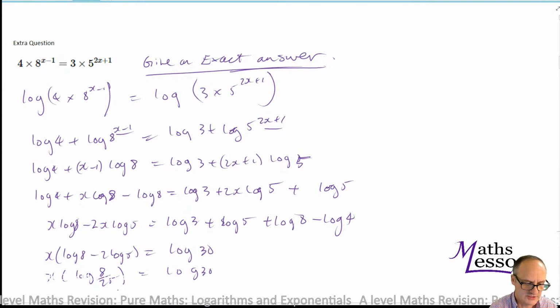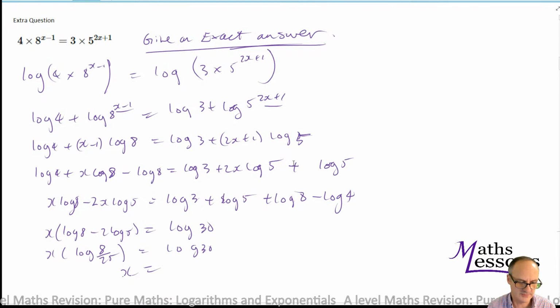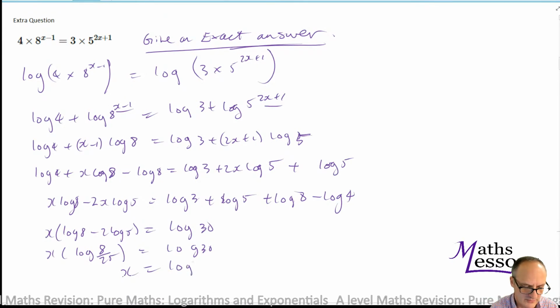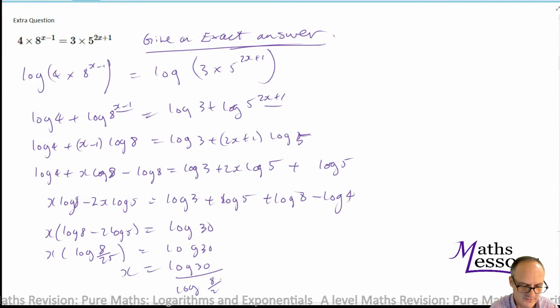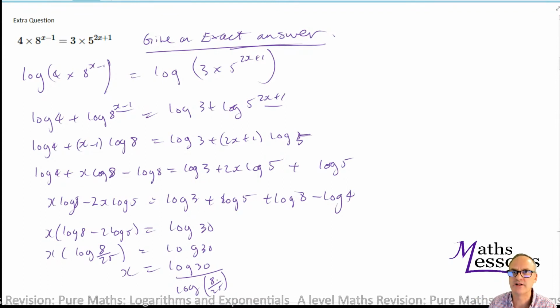And unfortunately, there's nothing we can do. It's just not a very pretty answer here. We're just going to get x equals log of 30 over log of 8 over 25. As I said, there will be 2 logs in the answer. There's nothing much better we can do if we want to keep that exact.